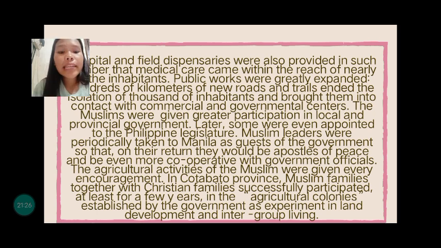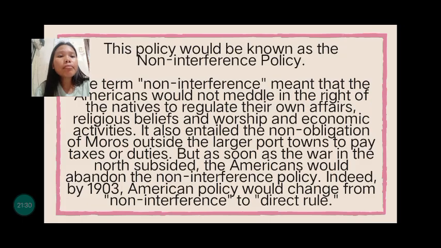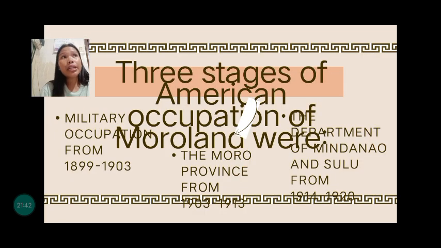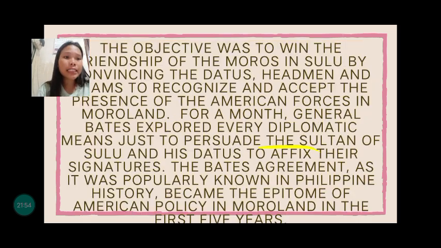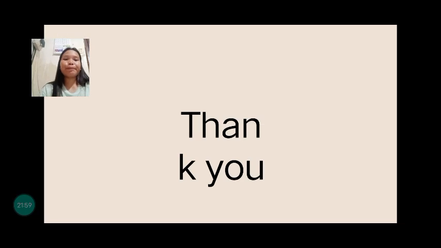So those are what we covered in this module, objective number 3: the various stages of the American occupation in Moroland and how distinct the American policies were in each stage. Now, there were massacres and battles, but at the end of the day, the response was that the resentments of the Moros were mitigated. So that's all, and thank you.